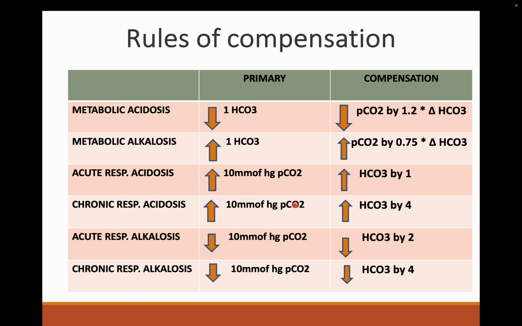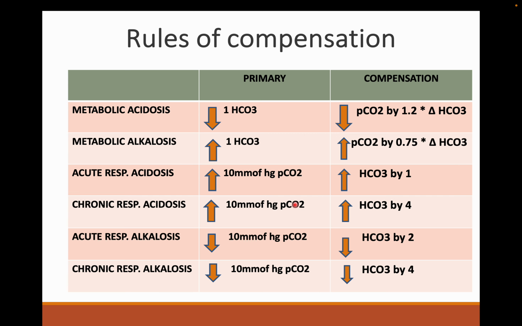So let's say the pH is 7.37 or something. Bicarb is, let's say, around 19 or something. So it is decreased by 5 from the mean. So for 5 it will decrease by 5 into 1.2. The PCO2 also should decrease by 6 millimeters of mercury.